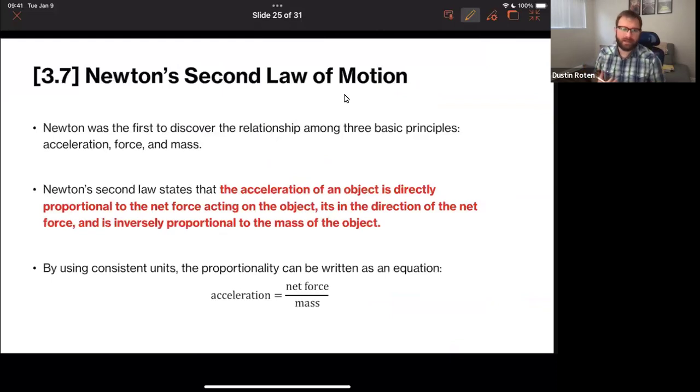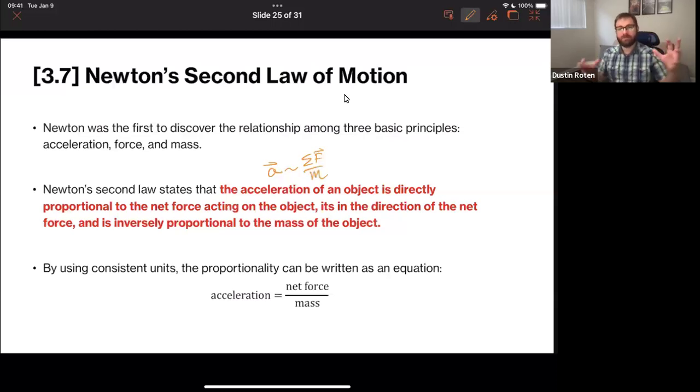So this brings us to Newton's second law of motion. Newton was the first to discover the relationship among these 3 basic principles: acceleration, force, and mass. And Newton's second law states that the acceleration of an object is directly proportional to the net force acting on the object, it's in the direction of the net force, and it's inversely proportional to the mass of the object.